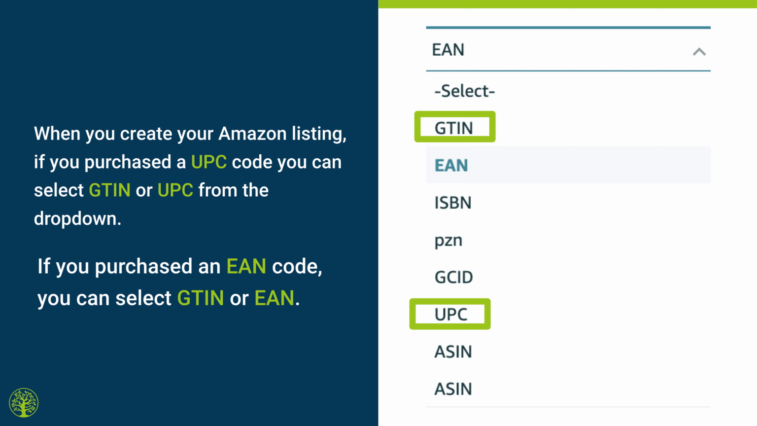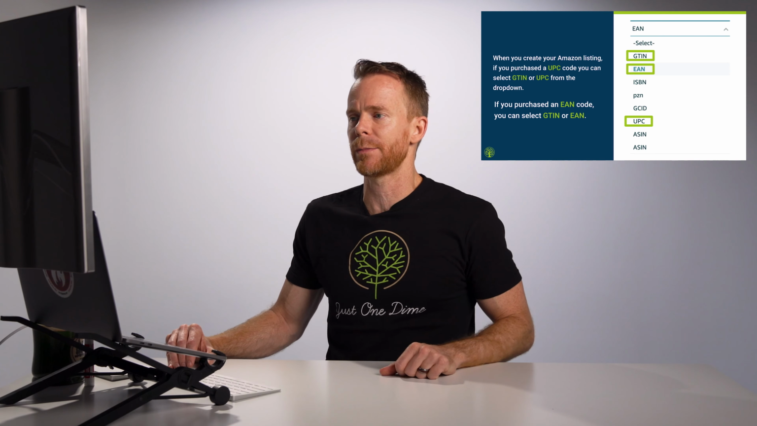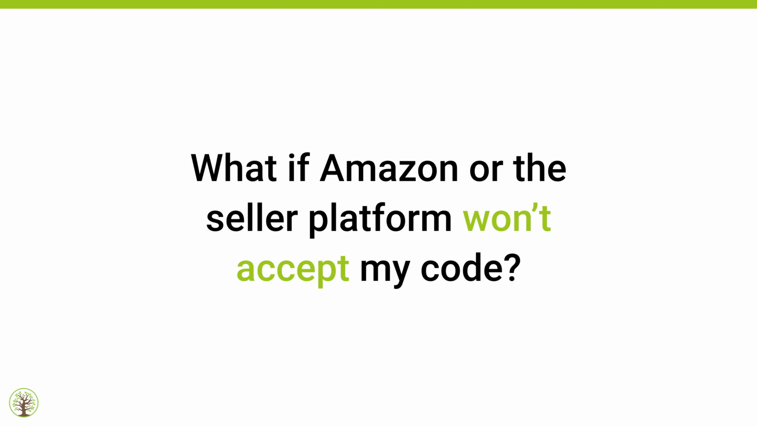Again, if you purchased an EAN, you can select a GTIN or an EAN, just like the UPC. Just make sure you select the right one, you put in the right number for it. Now, what if Amazon or the seller platform won't accept my code and you know you got it from a legitimate source like GS1, which I'm gonna show you exactly how to do that, by the way.